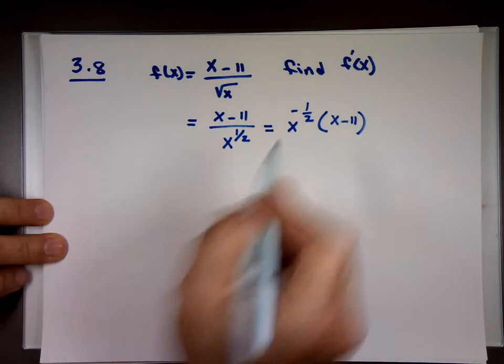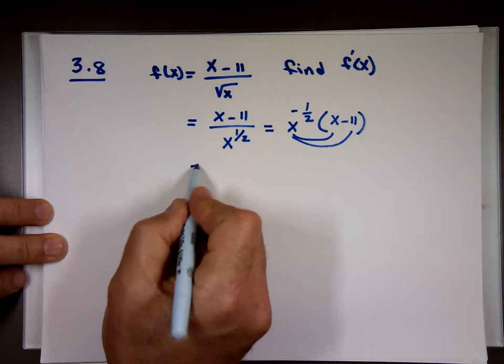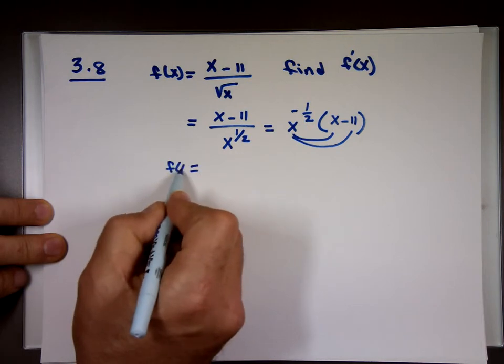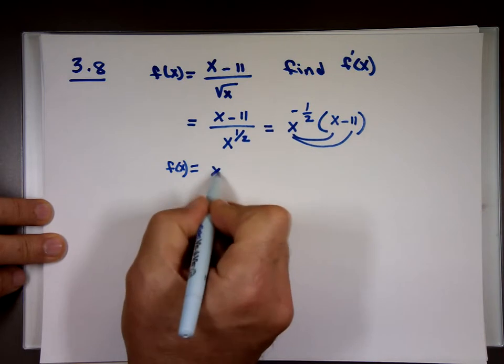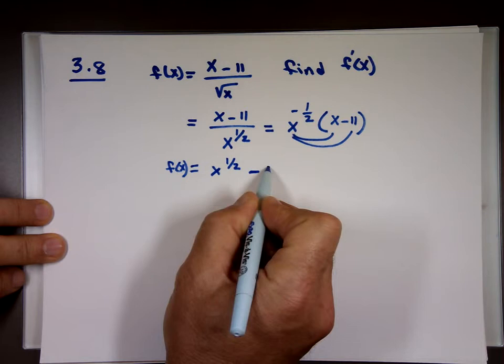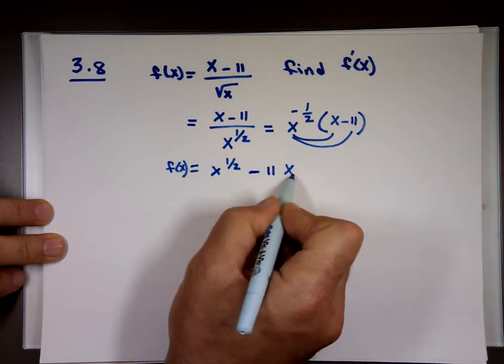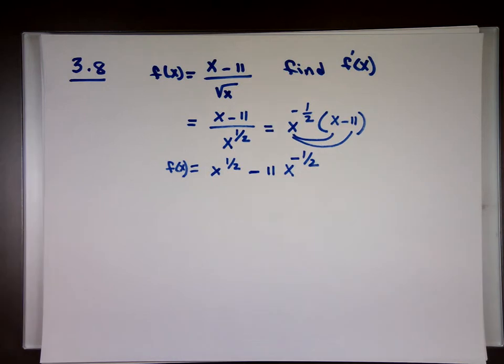If you multiply it through, what is f of x? I didn't even try the derivative yet. It would be x to the 1/2 minus what? 11 x to what power? Negative 1/2. Do I need to use the quotient rule? No. What's the derivative of that?